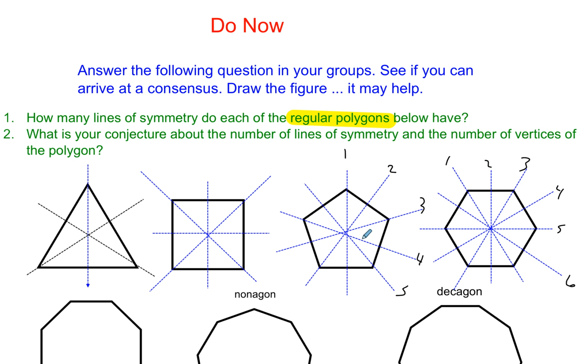We're doing the regular pentagon right now. I don't want to count this again because that's part of line 1. For the square, I've got 1, 2, 3, 4. I don't want to count this again because that's part of line 1. And here I've got 3.